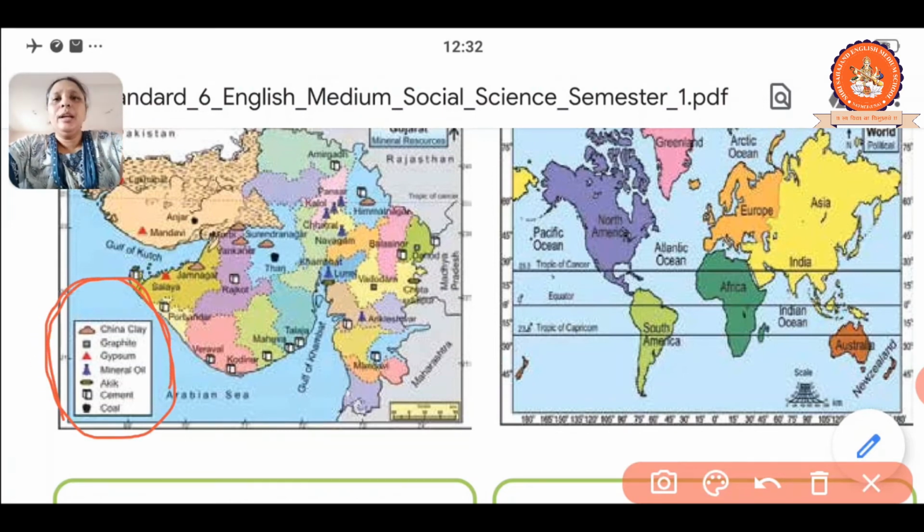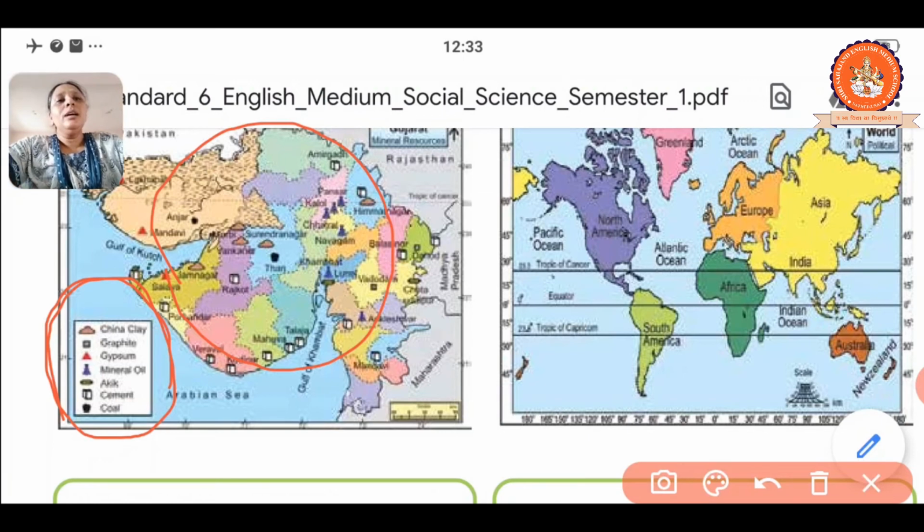Here is written China clay, and second graphite, gypsum, mineral oil, agate, cement and coal. That means I have given the information about what is situated in Gujarat. That is called a physical map. That means I am showing what is situated in Gujarat, what is found where and how in our Gujarat. That information is a physical map.